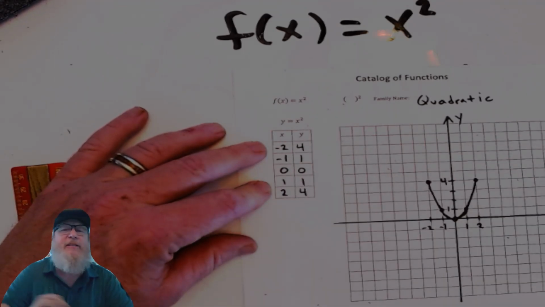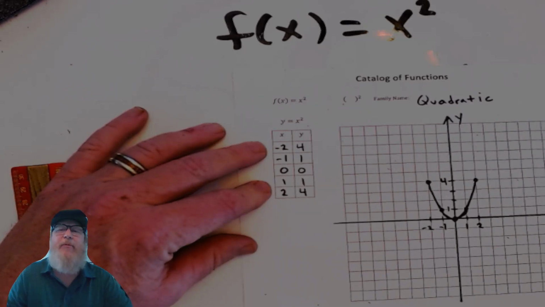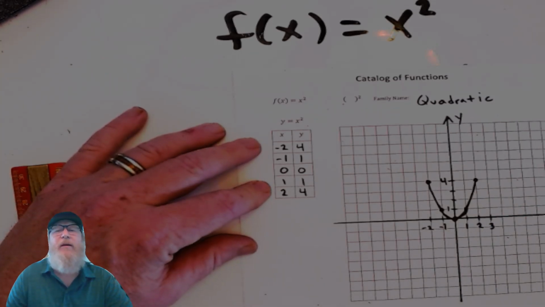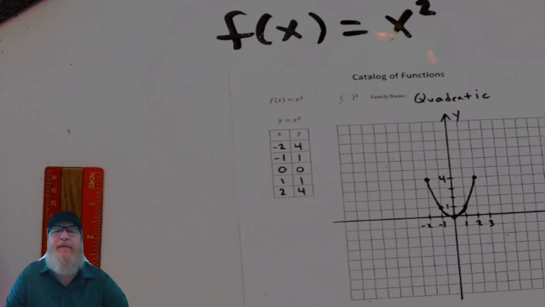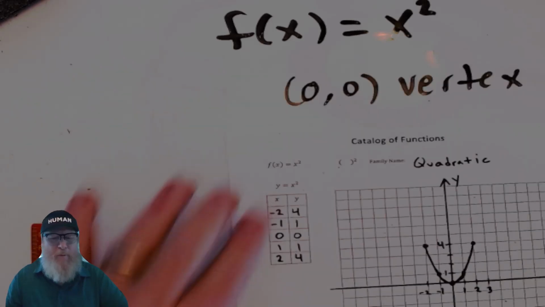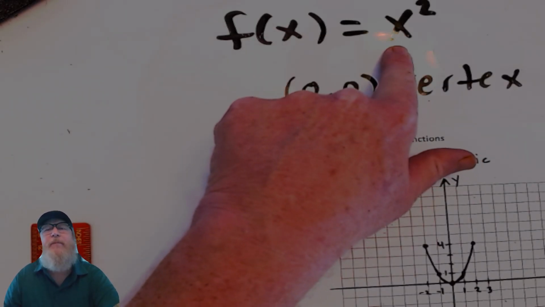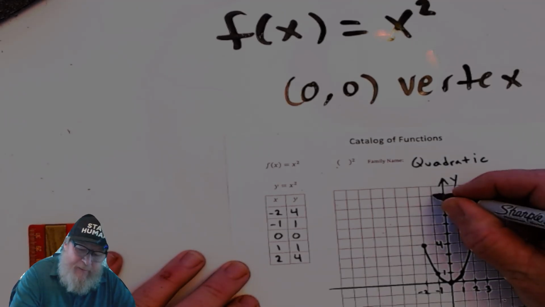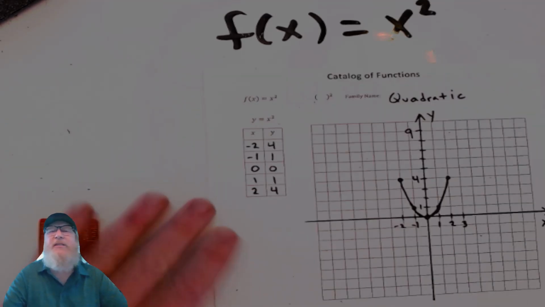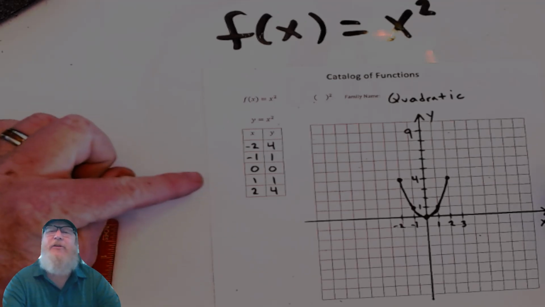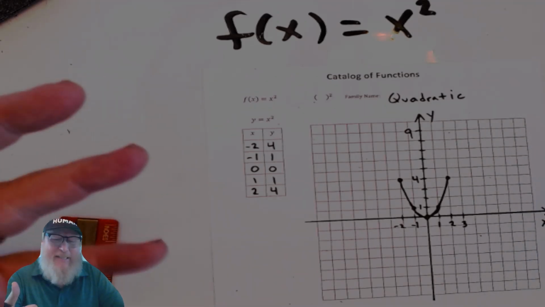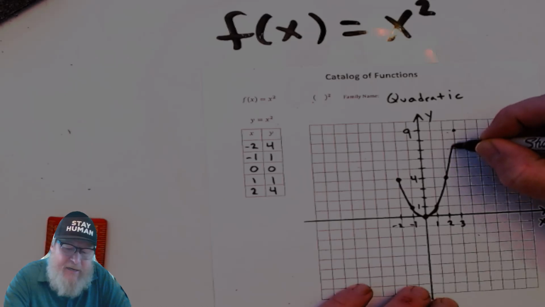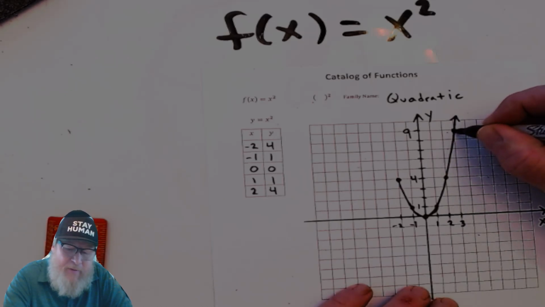They don't have to be in your table unless you want to add them to your table. But suppose I did a 3 for x. Again, I don't have any room in my table to put it in there, but I could certainly put it in my mind. What would 3 squared be? Well, 3 times 3 would be 9. So this point, even though I didn't include it in my table, it still exists in the plane up here at 9. And so the graph continues all the way to infinity.